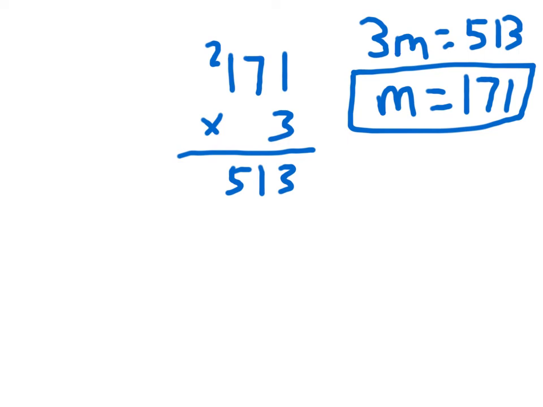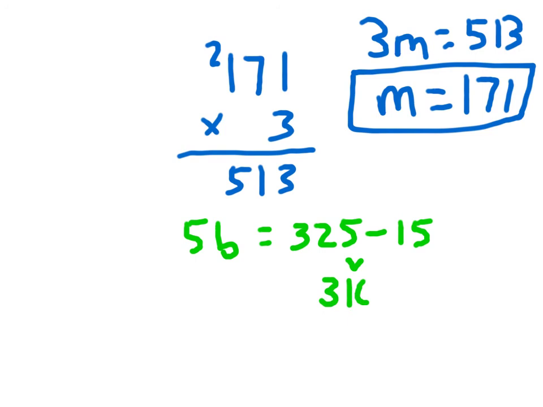I know I said that was the last one, but I have a little bit more room here. I'll show you one last one. All right, here's the last one. I know that 325 minus 15 is 310, so I'll go ahead and do that first. 5b, that's 5 times b.